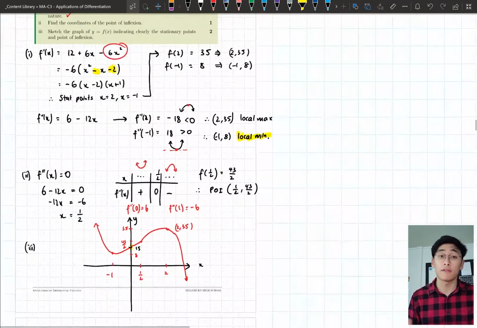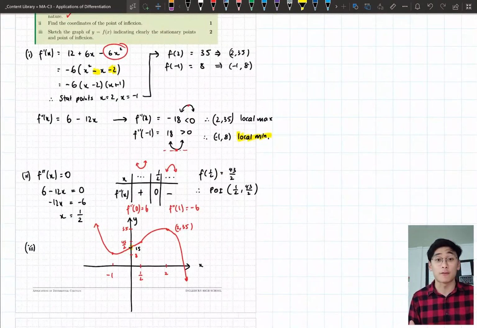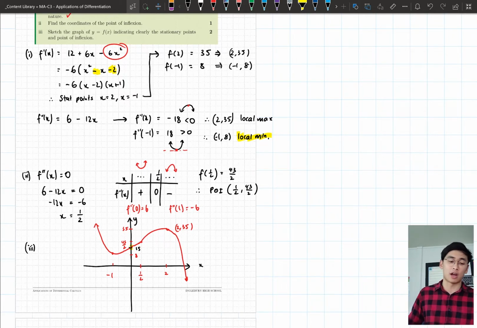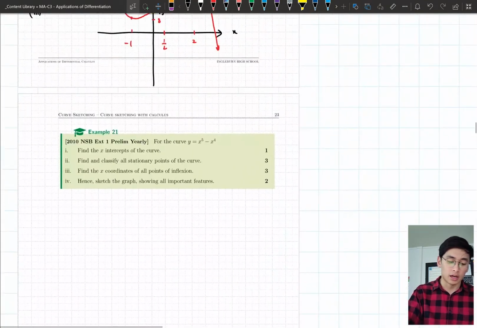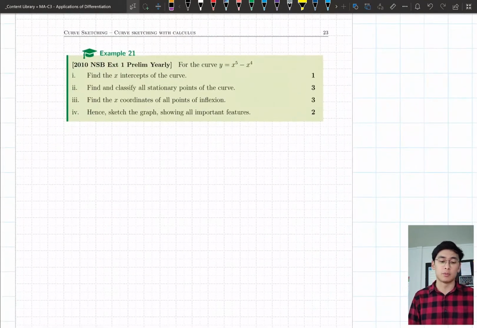We've put together all of our curve sketching techniques. We've used our first derivative and finding stationary points where it's increasing, decreasing. We've used our second derivative, so point of concavity, and put this all together to form this graph here. Okay, so that's our first example. Turn the page with me. We're now going to have a look at example 21. Example 21 is from a 2010 North Sydney Boys Extension 1 preliminary exam.